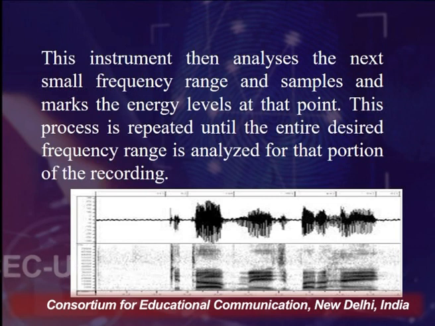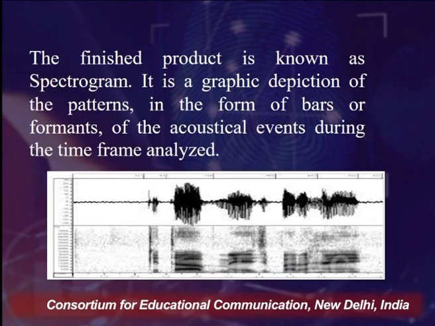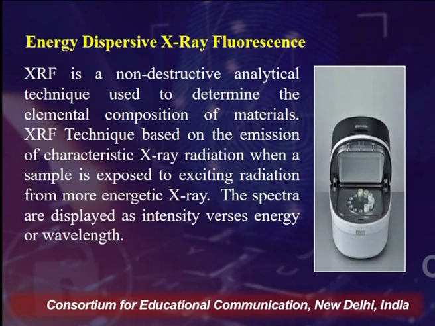which will tell us whether the voice samples of these two persons match or not, where we need a control sample which we can collect from the suspect and the sample which is being recorded by the victim. The finished product is known as a spectrogram, and it is a graphic depiction of the patterns in the form of bars or formants of the acoustical events during the time frame through which this sound is being analyzed.